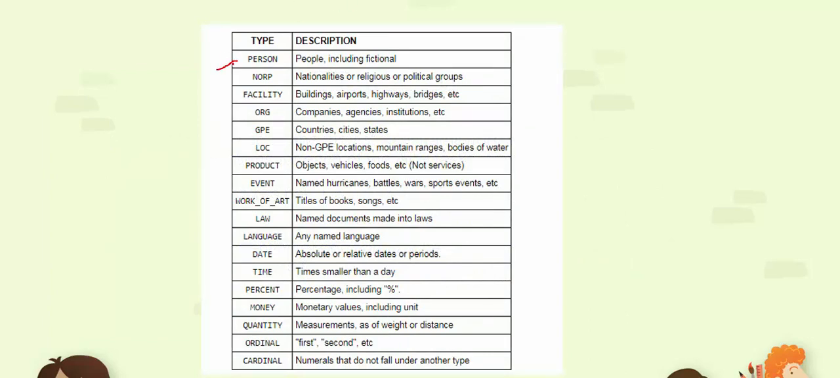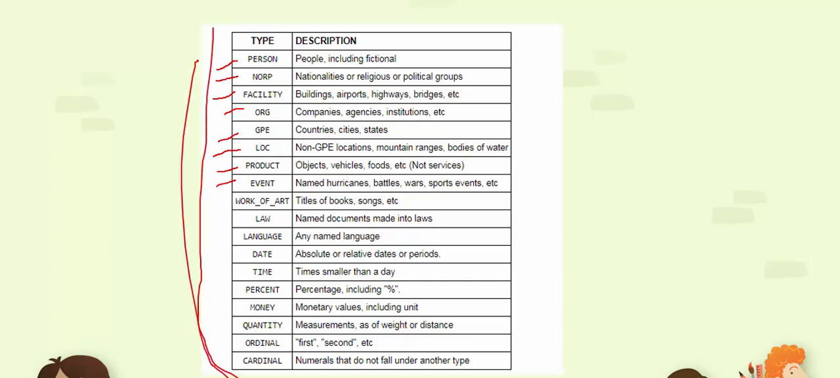It recognizes person, it recognizes nationalities or religious or political groups, it recognizes facilities. Some examples of facilities are buildings, airports, highways, bridges. It recognizes organizations. It recognizes something known as GPE, examples are countries, cities, states. It identifies locations, it can recognize products, it can recognize events. So these are some of the entities that can be recognized by spaCy.